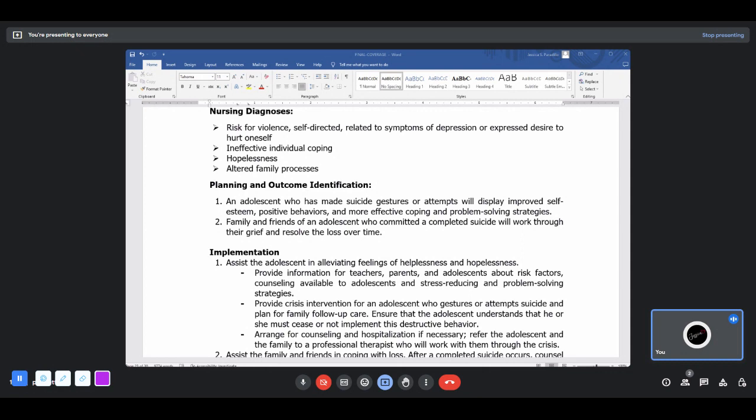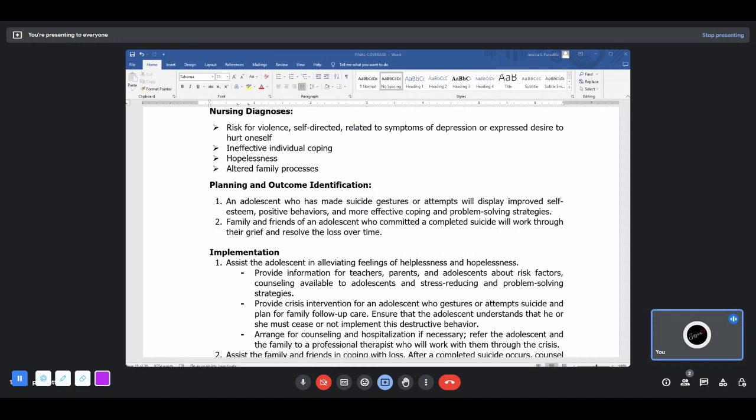Okay, for the planning and outcome identification, an adolescent who has made suicide gesture attempts will display improved self-esteem. Another one, positive behaviors and more efficient coping and problem-solving strategies. Ano pa yung mga planning? Family and friends of an adolescent who committed or completed suicide will work through their grief and resolve the loss over time. So, yun yung planning and outcome identification natin.